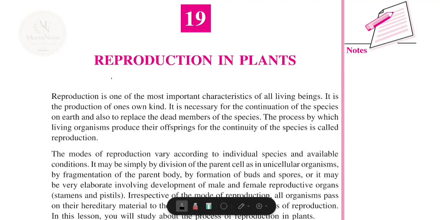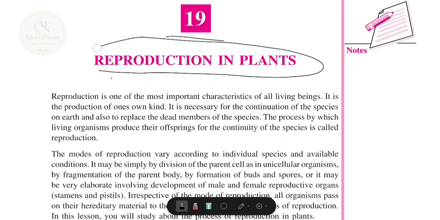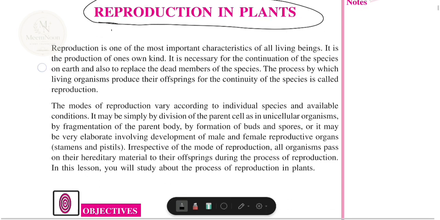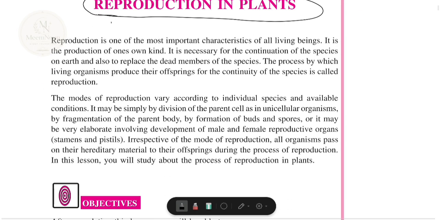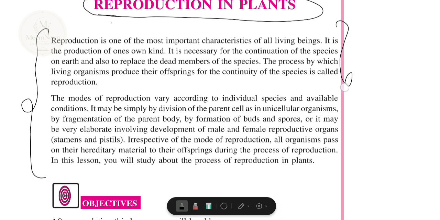Hey students, today we are going to be studying chapter number 19, Reproduction in Plants. In today's video, we are going to be covering the introduction, which is the first page of your chapter. We have 2 paragraphs for the introduction, and in these 2 paragraphs, we are going to be learning 3 important things.